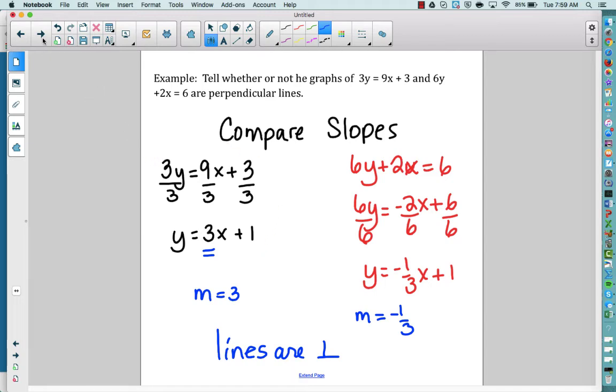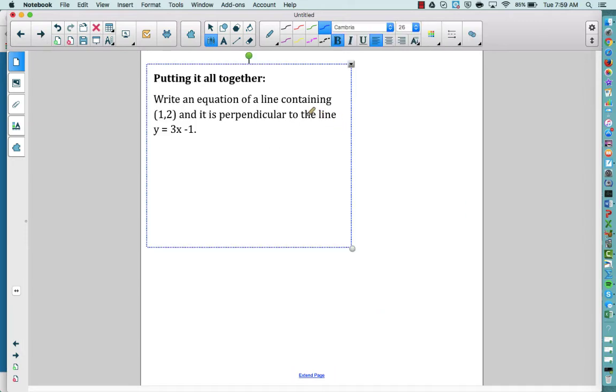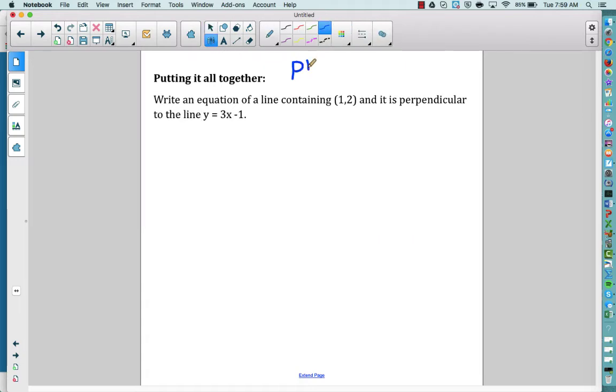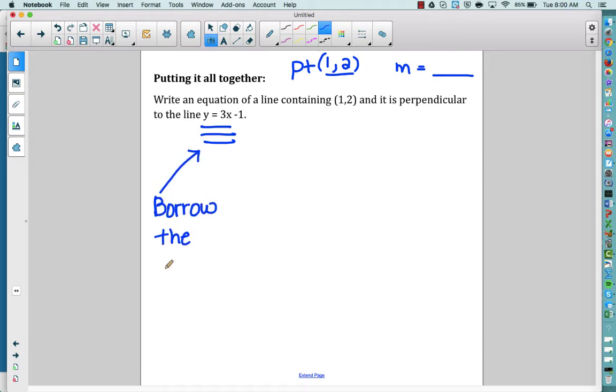All right, now how do we put all this together? Well, I could say to you, write an equation of a line containing the point (1, 2) and perpendicular to the line y equals 3x plus 1. All right, so let's review. The minimum that we need is a point and a slope. So even write it down for yourself. Those are what you need. All right, so I have my point. I need my slope. Well, if it's perpendicular to this line, I'm going to borrow the negative reciprocal slope.